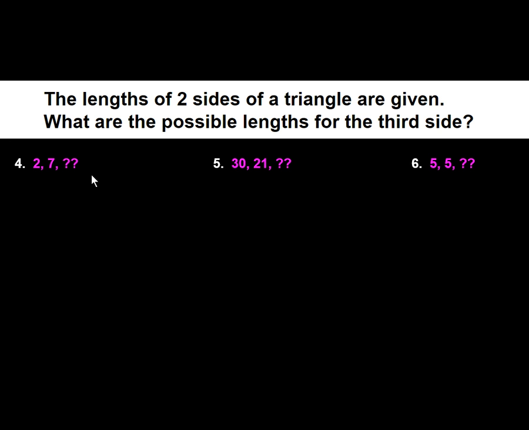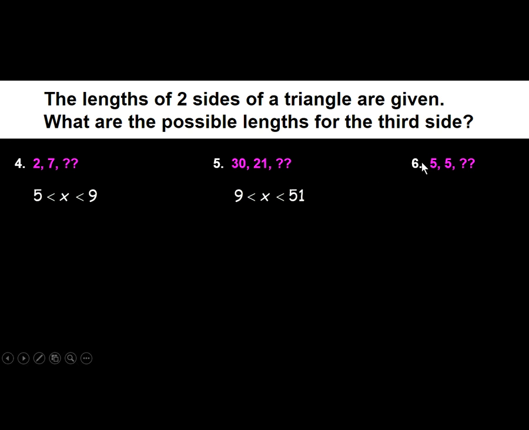In the first problem, our sides are 2 and 7. We simply add them to get 9, subtract them to get 5, and our third side has to be between 9 and 5. In the second one, number 5, we are simply going to add these numbers and subtract these numbers. When we add them, we get 51. When we subtract them, we get 9. So our third side has to be between 9 and 51.